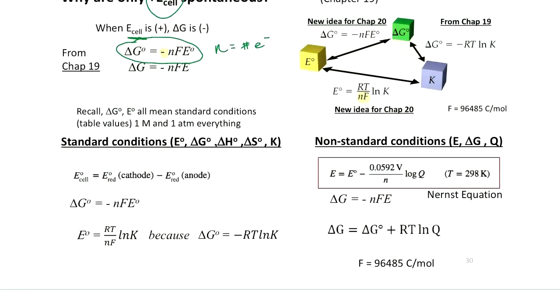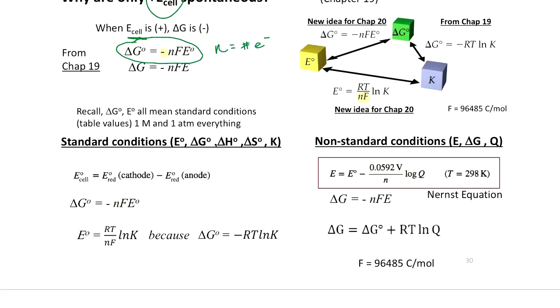Okay, so here are all the equations at standard conditions that we've collected so far. E cell is cathode minus anode. That's when we use table values. But remember, if we use table values, that's at standard conditions, meaning we have 1 molarity, 1 atm of everything. So if you do cathode minus anode, you are calculating the cell potential when you have 1 molarity of everything. But we don't have to have 1 molarity of everything. We have this new equation that relates delta G and E, and then we can relate E to K as well.